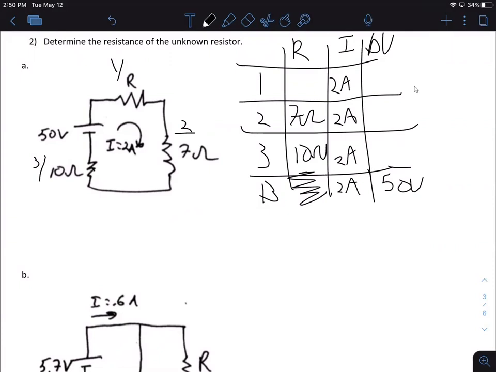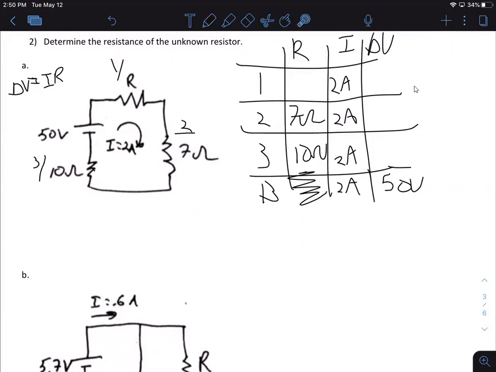Now, you could just look at this. Another way to do this is with the idea of equivalent resistance and say, well, 50 volt battery, 2 amp current, that means overall, according to Ohm's law, the equivalent resistance of this circuit has to be 25 ohms. And so, okay, 25 ohms, 10, 7, this needs to be 8. And you could definitely do it that way, but this is the more conservative approach, you could say.